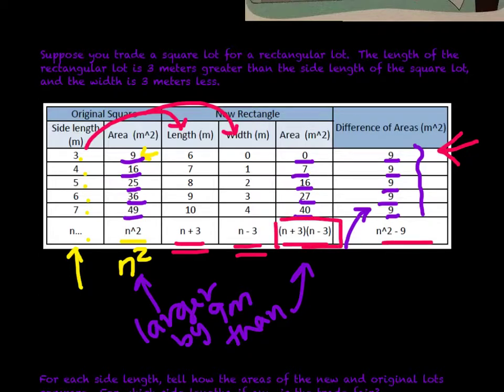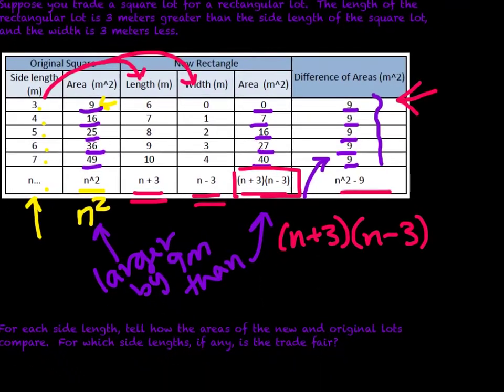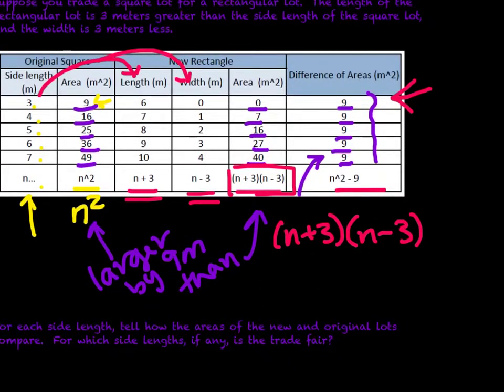I already have here n squared minus 9, but I want you to see how you can get that, because you're going to be looking at it in Investigation 2.2. So we have n plus 3 times n minus 3. We're going to be talking about this more in depth, but we can do a little bit of interesting math here. We have essentially two binomials, two numbers that are added together that are then being multiplied together.